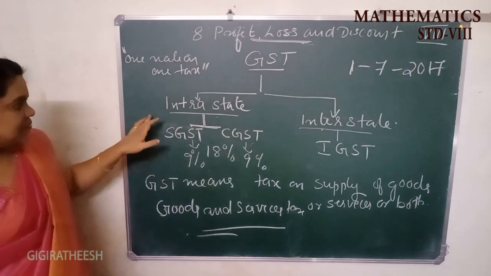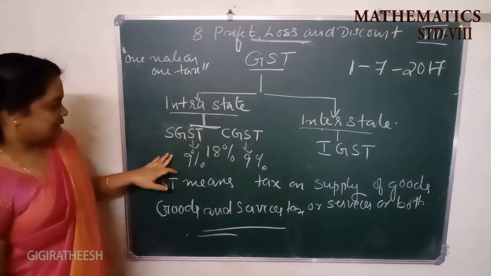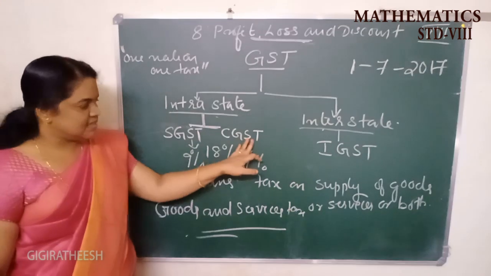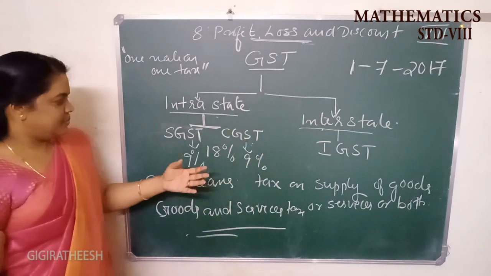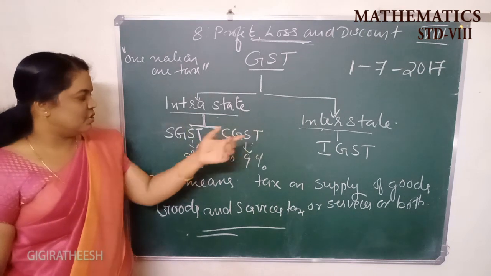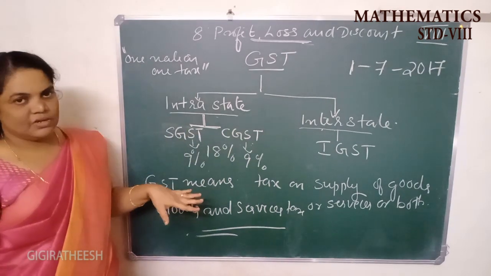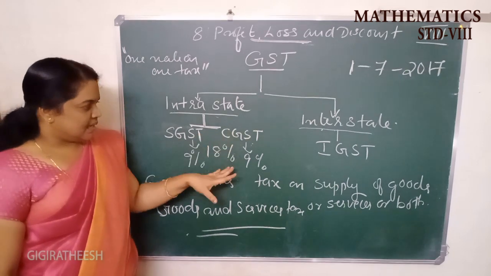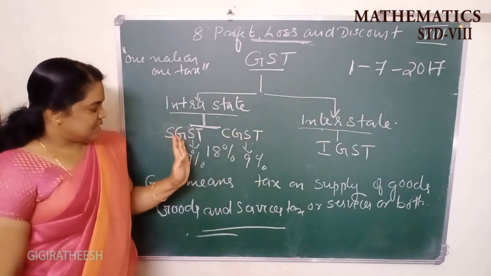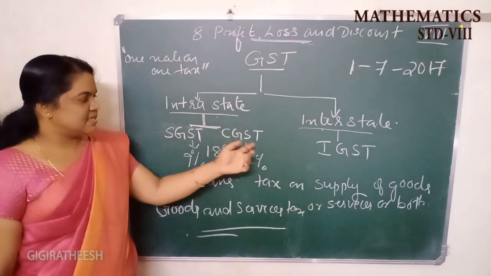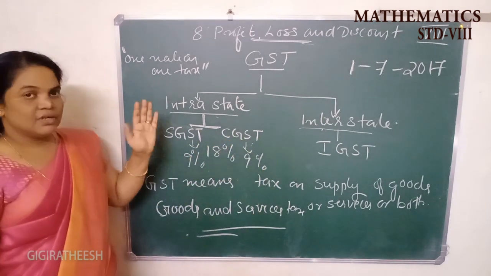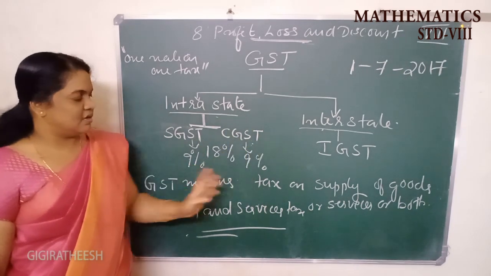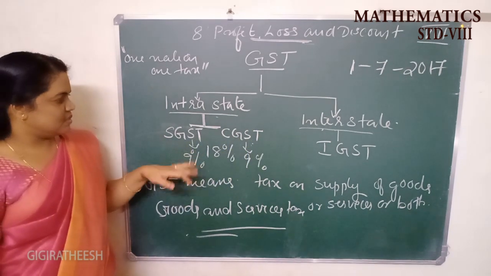In the intrastate transaction, the seller collects SGST and CGST from the buyer and then deposits CGST to the central government and SGST to the state government.